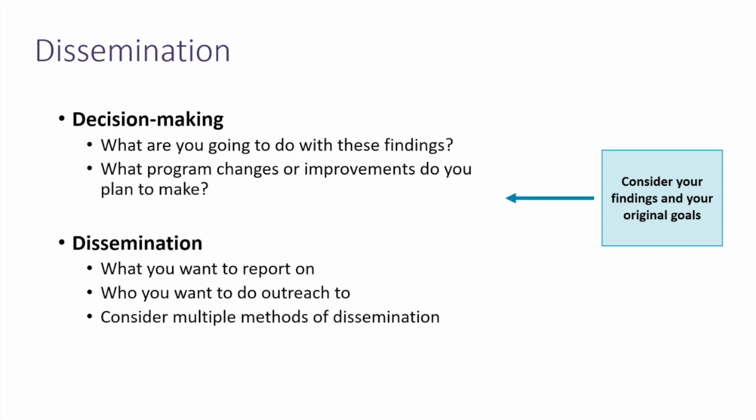And then dissemination, what do you want to report on? Who do you need to do outreach to? Are you going to give the information back to the folks that you surveyed? Are you going to be sharing it with other people, other interested parties? And considering multiple methods of dissemination, just like considering multiple methods of doing surveys. Different folks have different levels of comfort with different ways of having it disseminated. So that can be something to consider.